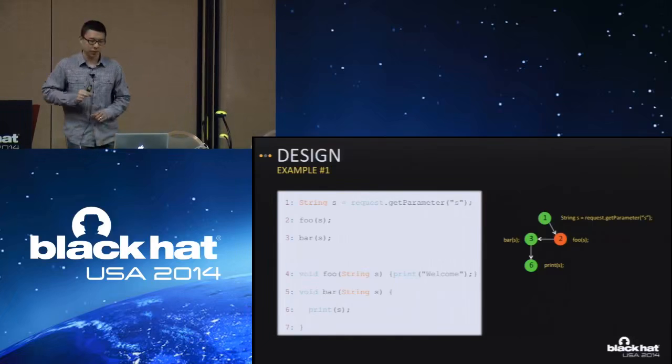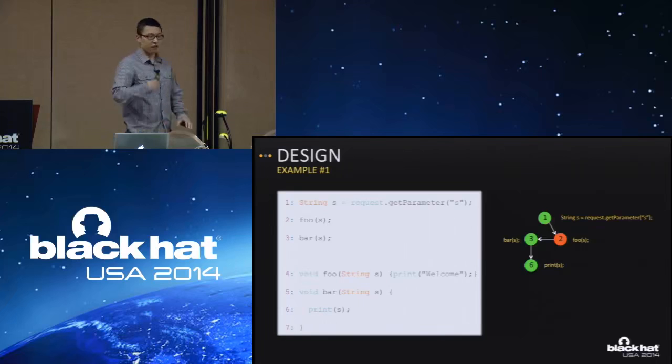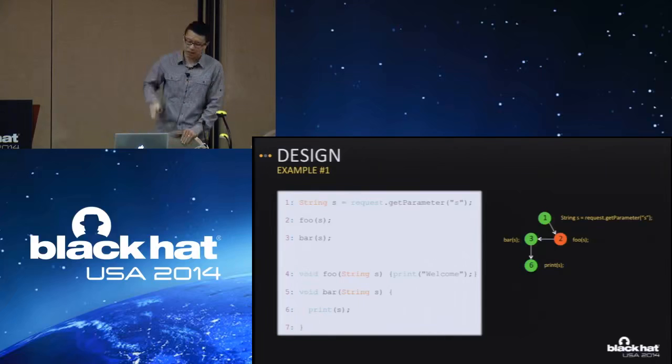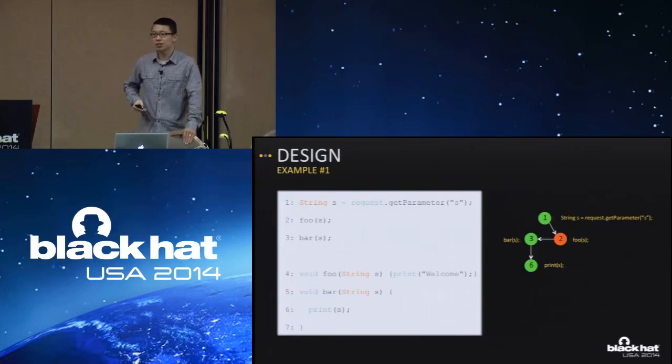Just a very simple example. If you take a look at 1, 3, 6, is it a stack trace? I would say no. Because if you were on line number 6, the stack trace would have been only 6 and 3. There's not going to be line number 1. So that's how you can tell the difference between stack trace and data flow.